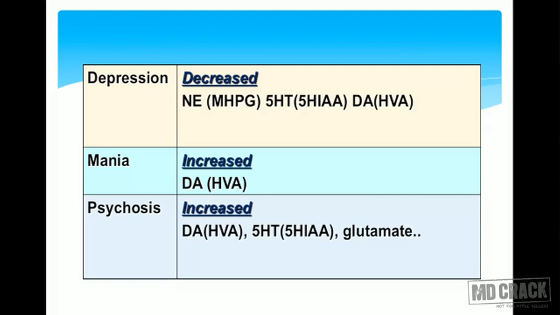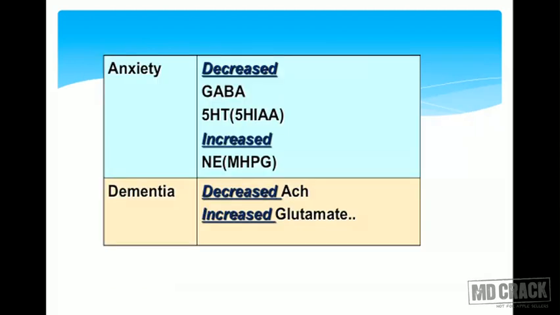As far as psychosis is concerned, we already said there's increased levels of amines. So dopamine, 5-HT and glutamate are likely to be increased. We move on to the next slide to look at anxiety and dementia. In anxiety, there's decreased GABA, that's gamma aminobutyric acid, and also decrease in the 5-HT, that's 5-HIAA, and there's increased norepinephrine levels, so MHPG levels will be high.